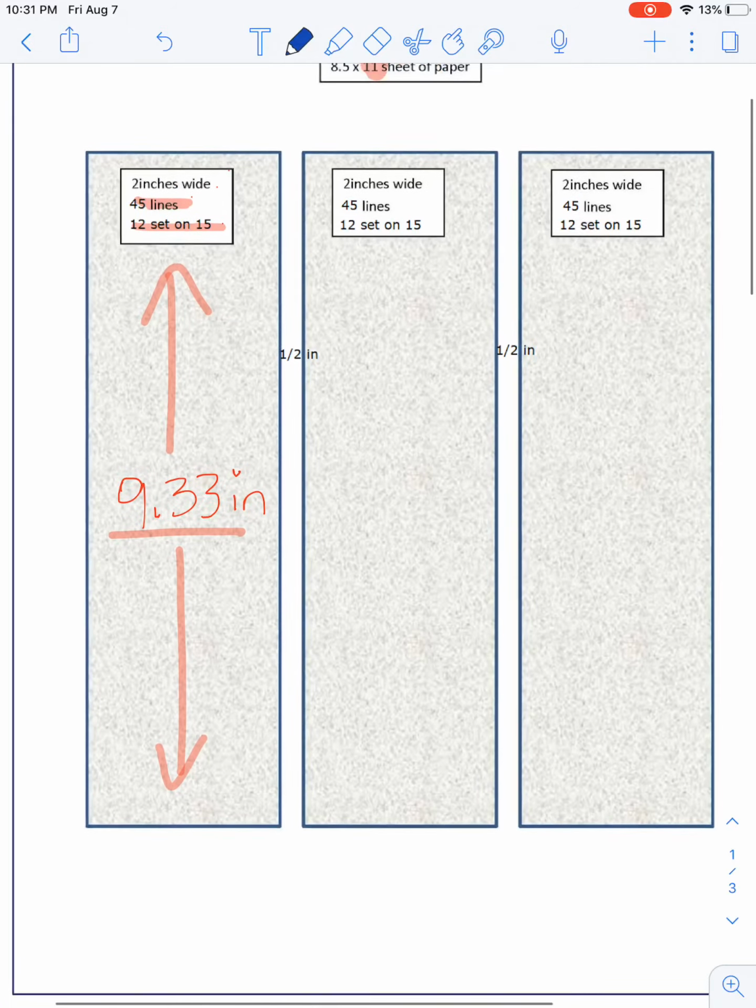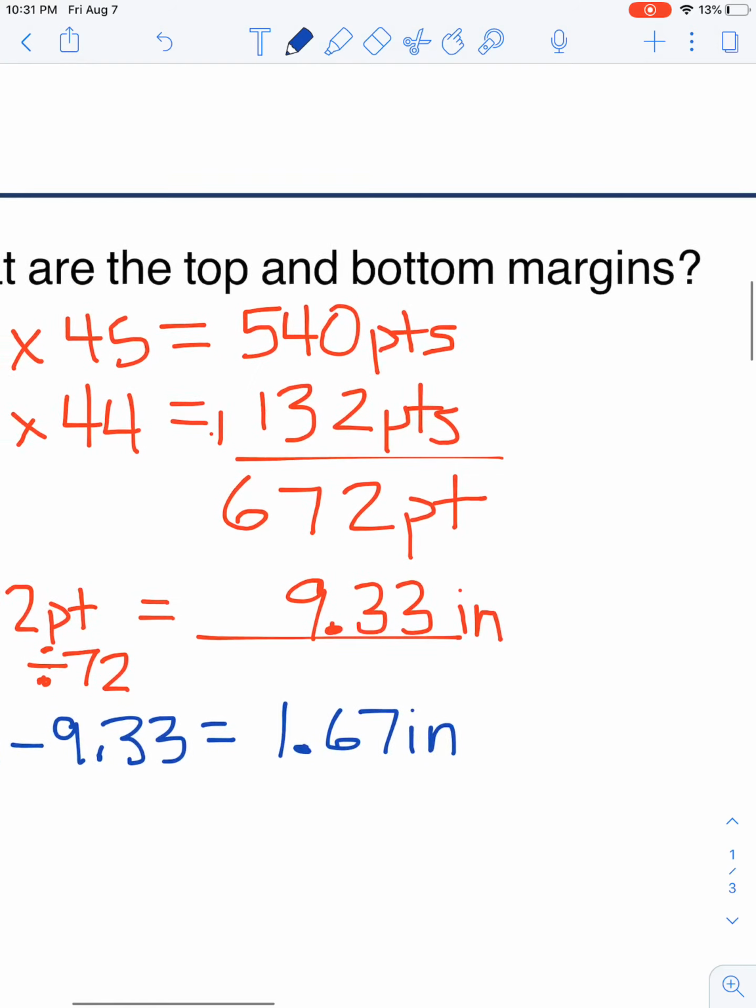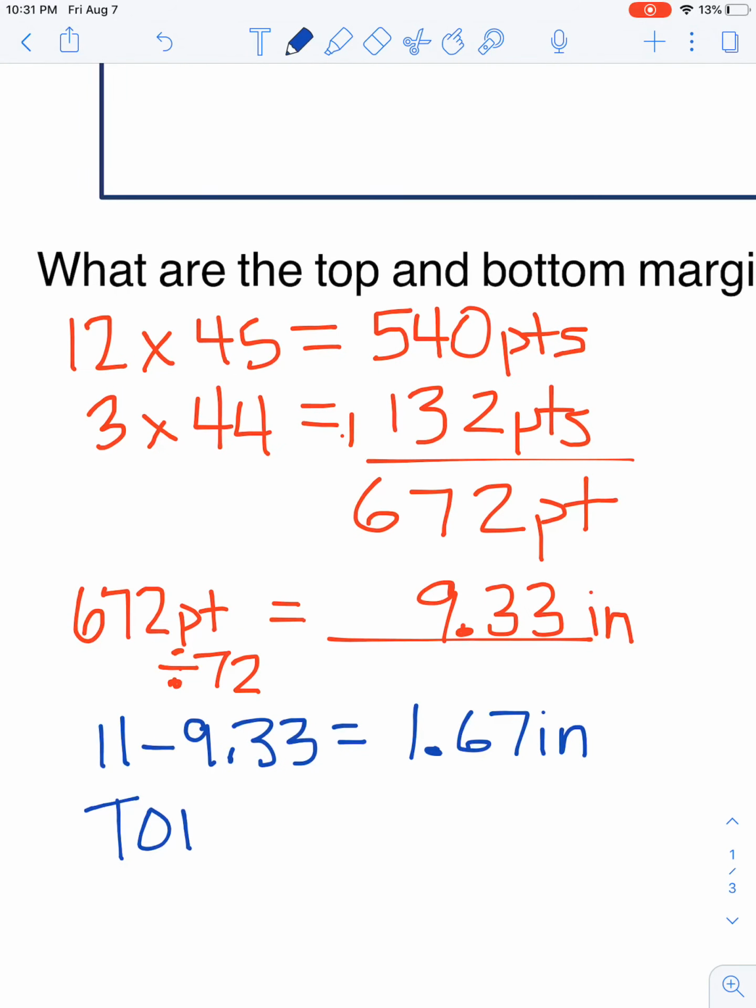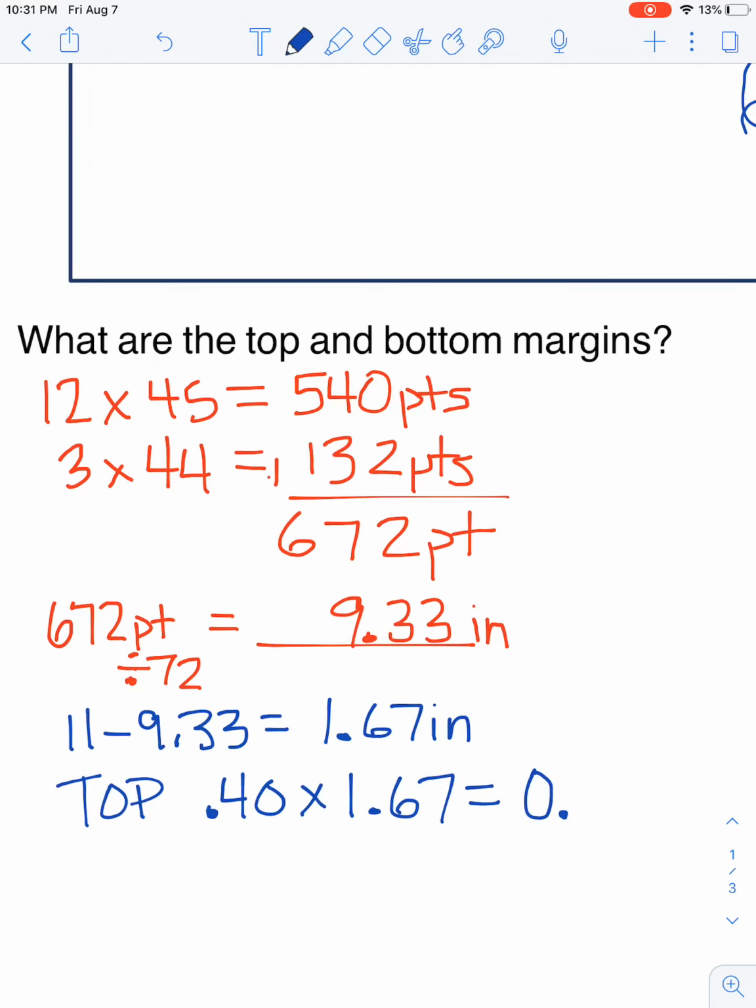The proportional method is that 40% of that unused space would end up at the top, and 60% of the unused space would end up at the bottom. So for the top margin, 40% or 0.40 of the unused space would end up in the top margin. That is 0.668, and remember we changed these to inches, so 0.668 inches would be in the top margin.